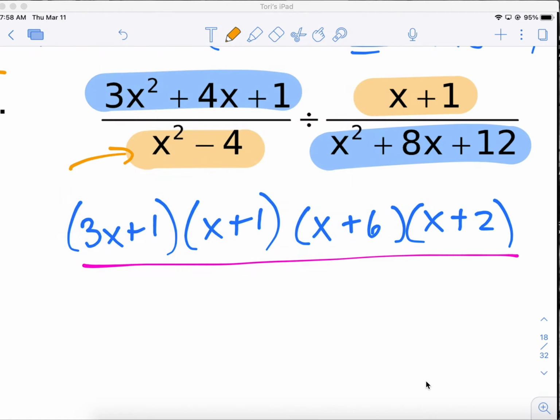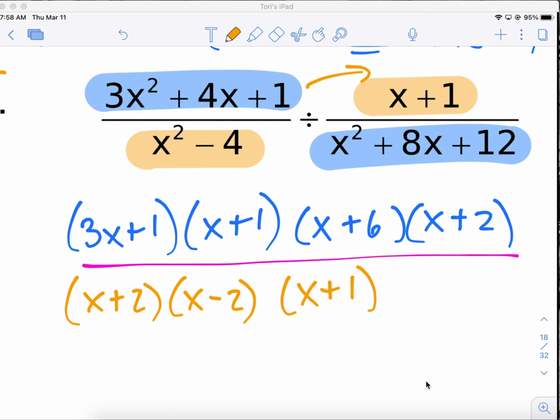All right, starting with this guy on bottom, that's a difference of squares, so x plus 2, x minus 2. Moving over to this guy, he doesn't factor. X plus 1 is just what it is, x plus 1. All right, looking for things that will cancel. The x plus 2's on top and bottom cancel. The x plus 1's on top and bottom cancel.